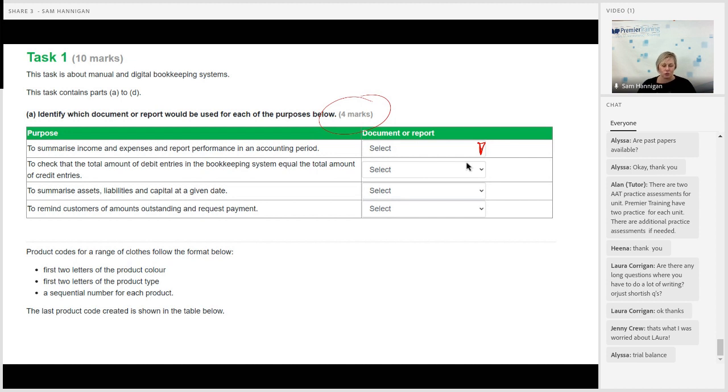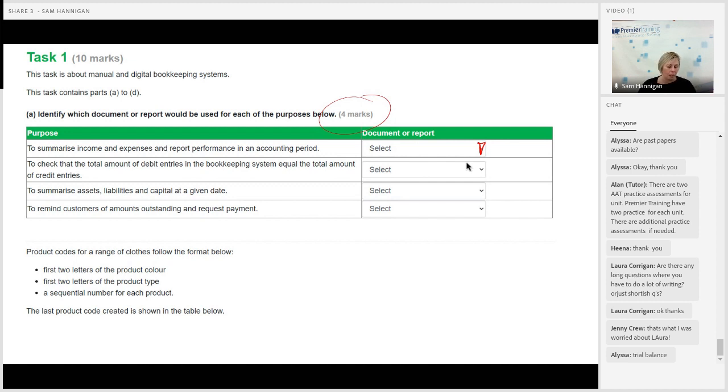And it says to remind customers of the amounts outstanding and request a payment. Well, that's got to be a statement of account because you're going to send it to a customer to remind them how much they owe. Okay, and to give them a bit of a shove to say, excuse me, can you now pay? Okay, 4 marks for that. Even if you're guessing at a couple, you've still got chance of gaining 2 marks, 50%. Never, ever, ever leave a question without an option in it. All right. Take a guess. If you're stressed out and you're thinking, oh, I can't do it, take a guess and move on.